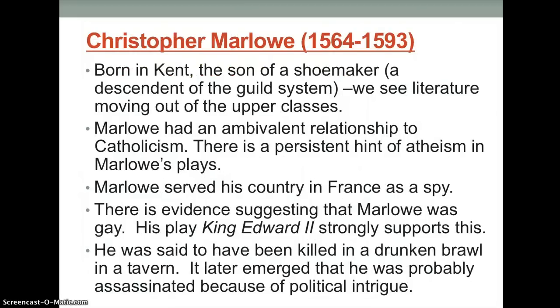So let's focus a little bit more now on Christopher Marlowe. He had a very short life. He was born in 1564 in Kent, the son of a shoemaker, and therefore was a descendant of the guild system. And with him, we see literature moving out of the upper classes and a little bit more into the middle class. It's not as though he's like Chaucer, who was just on the edge of aristocracy or royalty. He's solidly middle class. He went to university and was clearly well educated.